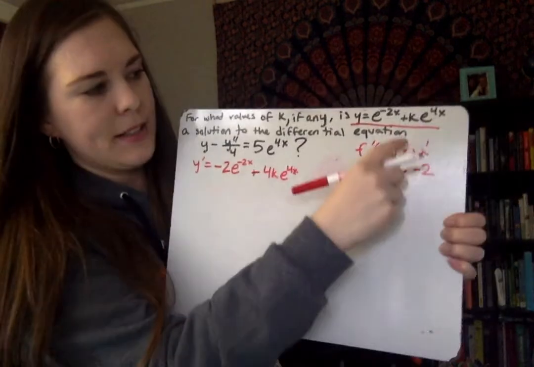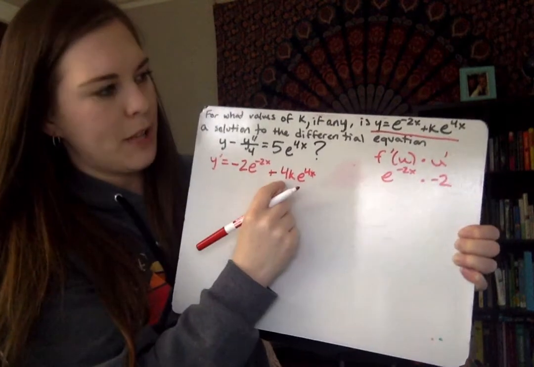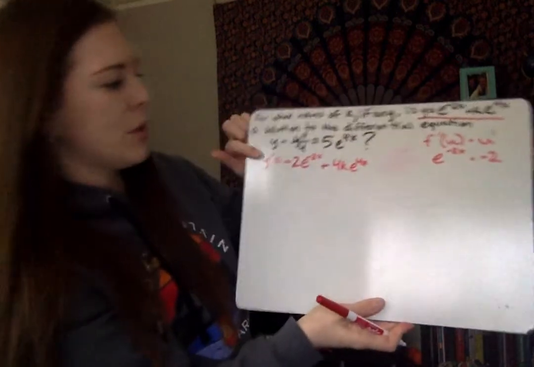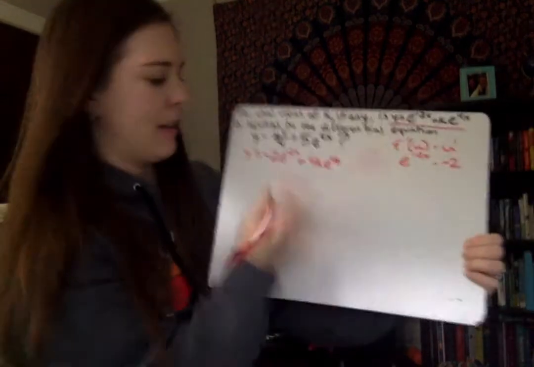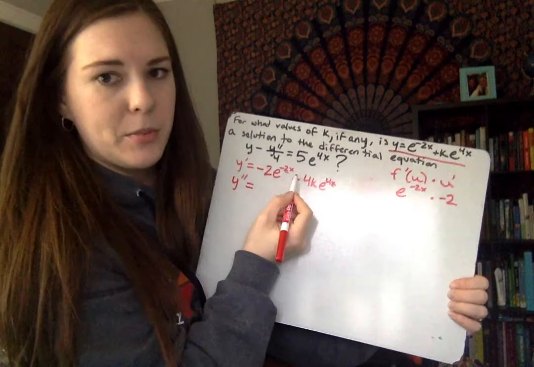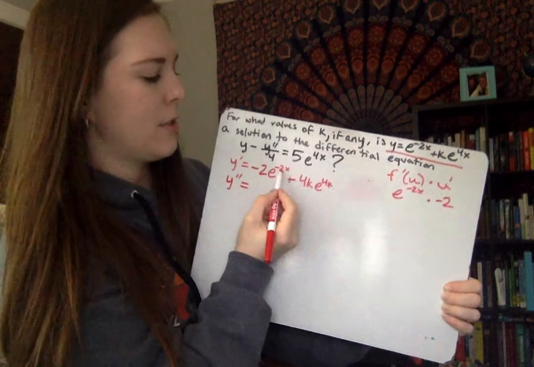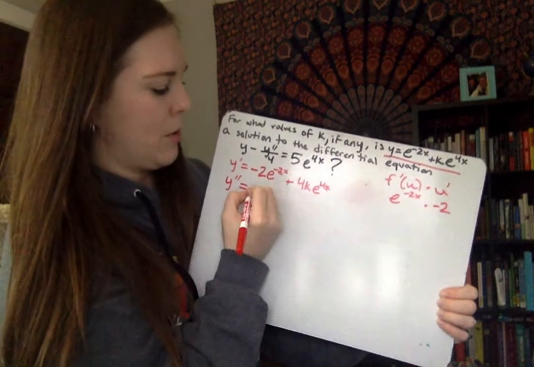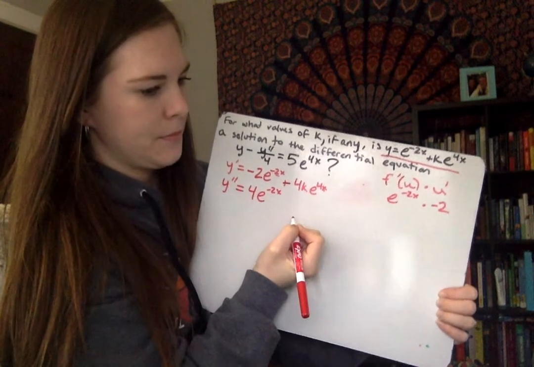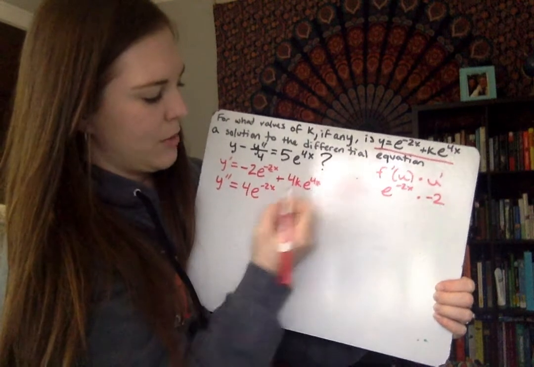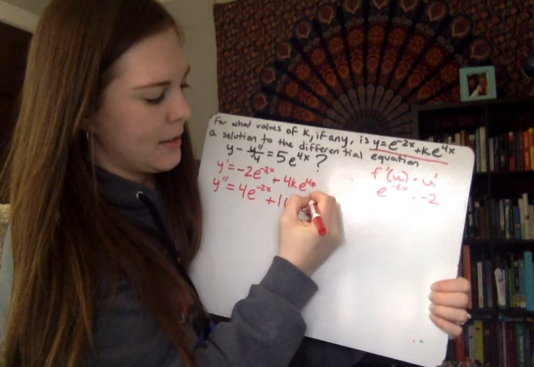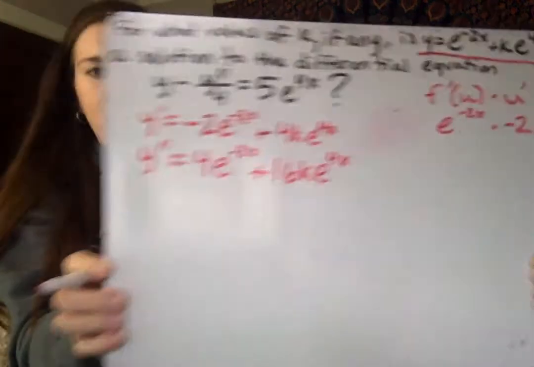Okay, my k stayed out front, it's just a constant, and I multiplied by 4 because that's my chain rule. Now we don't just need y prime, I need y double prime, so let's do it again. So y double prime equals, now I'm going to do this again. Remember, I have to multiply by our derivative of u. So now negative 2 times 2, I'm going to get a positive 4 e to the negative 2x. And then multiply these together, I get plus 16 k e to the 4x. Let you guys look at that for a minute.